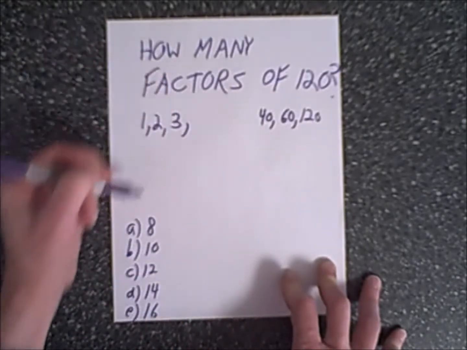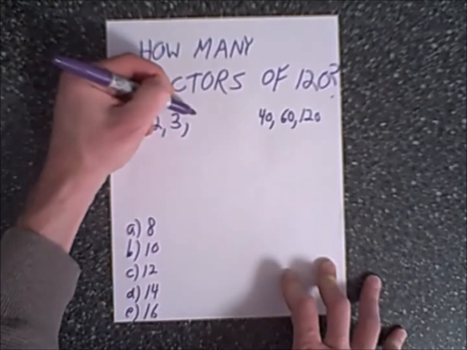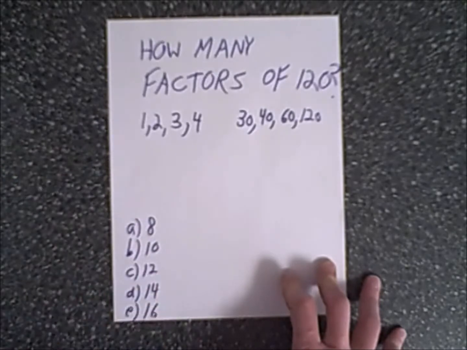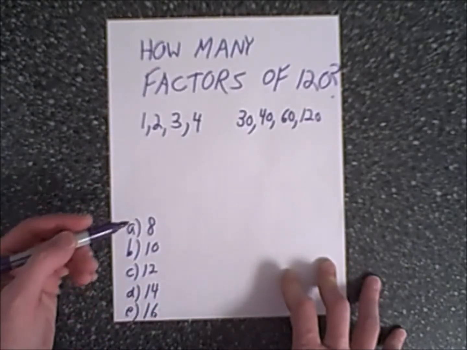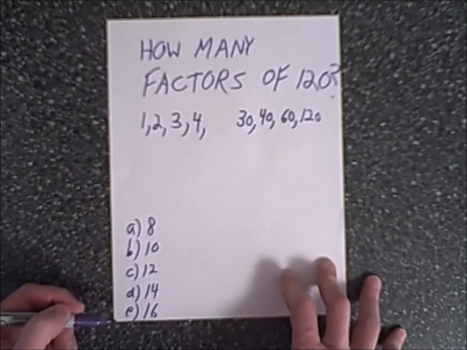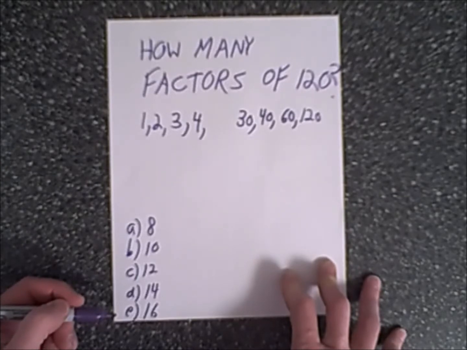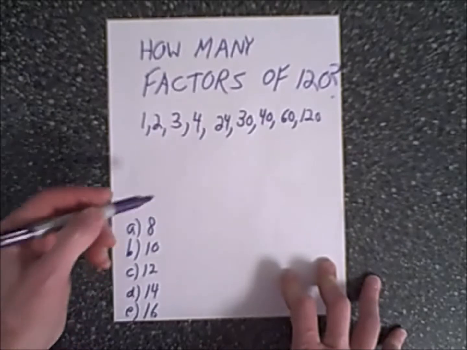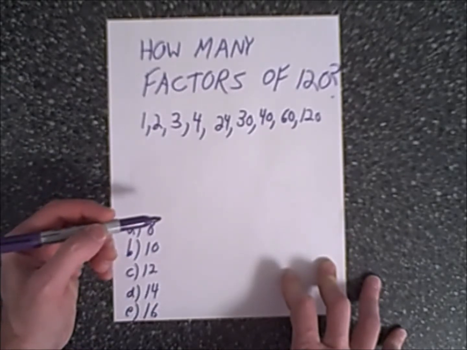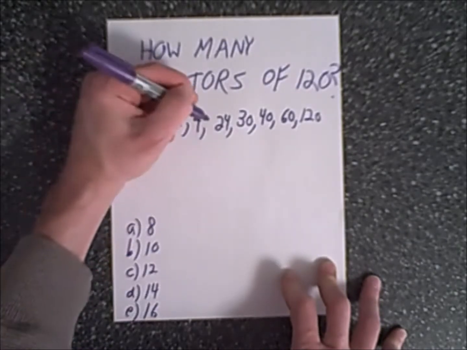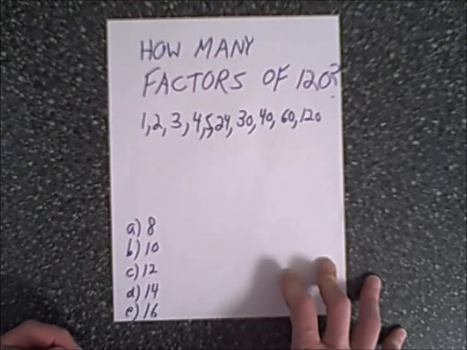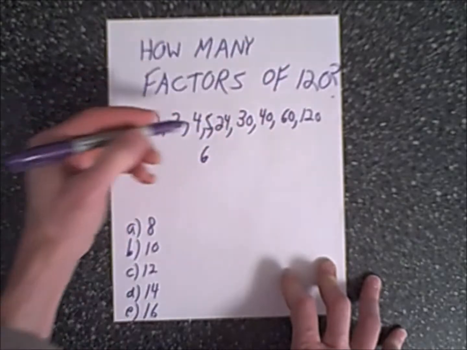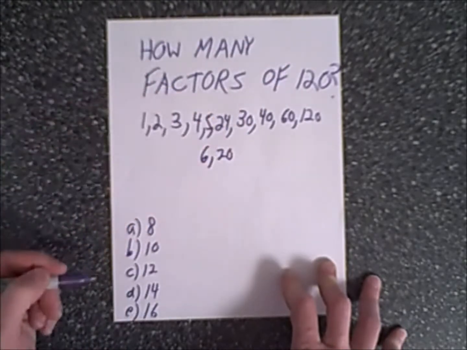So we move on to 4. And 4 goes into 120 30 times. So we have 4 and 30 as factors. Then continuing on, 5: if we do a little bit of division, 5 goes into 120 24 times. So we've got those, and our gap is closing. We'll go into the next one, which is 6. And 6 goes into 120 20 times.